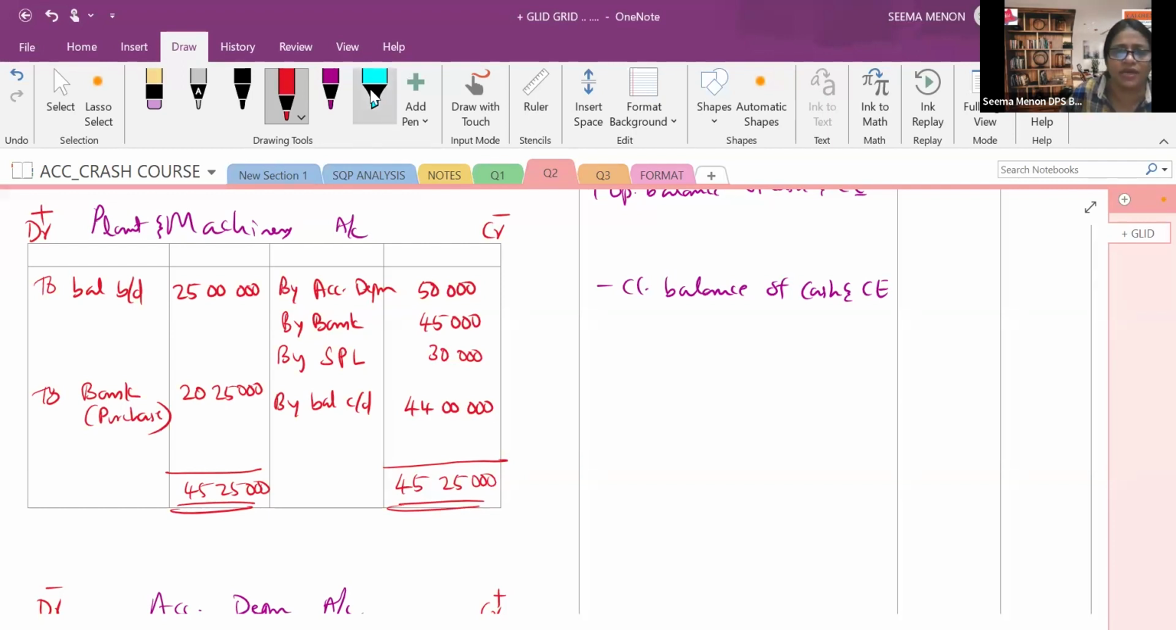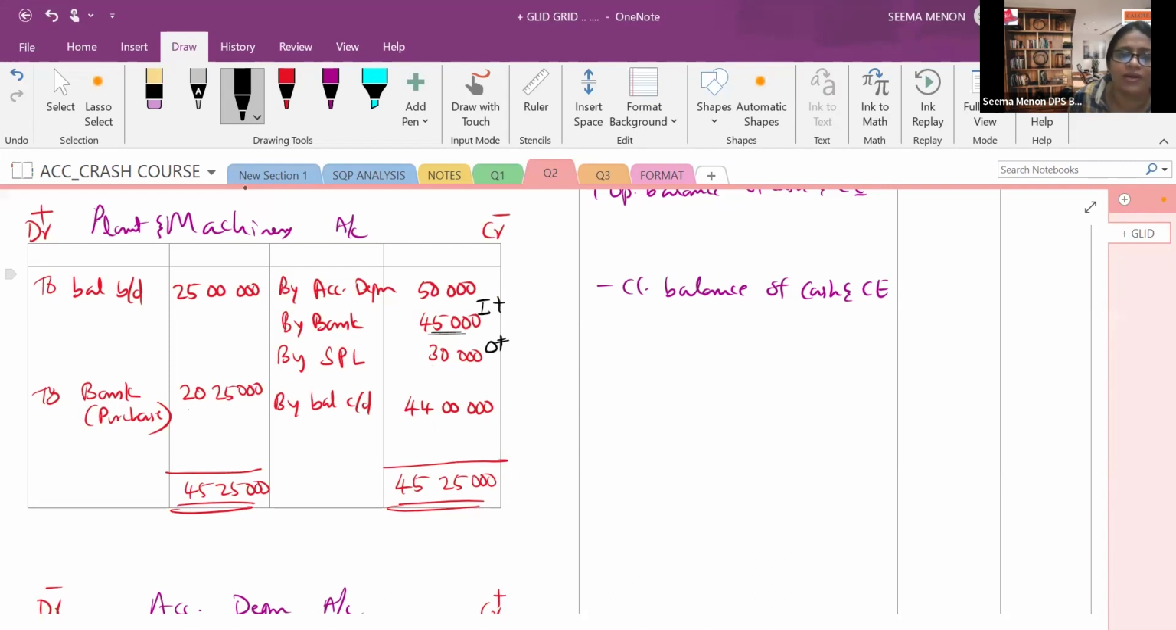Now let's discuss again how to treat these items in the cash flow statement. This bank, here you can see 45,000 bank. This is an investing activity because you sold. So in investing, what to do? Plus, inflow, right? Because you sold. Now SPL, there is a loss. This will be in the operating activity. GLID, I already taught you. GLID means loss. In that GLID, L is for loss on sale of fixed asset. So this is to be added in the operating activity.